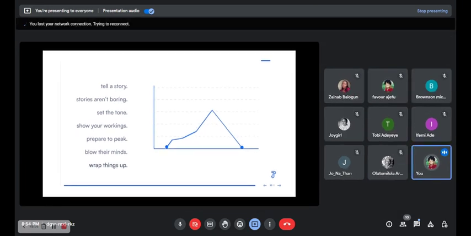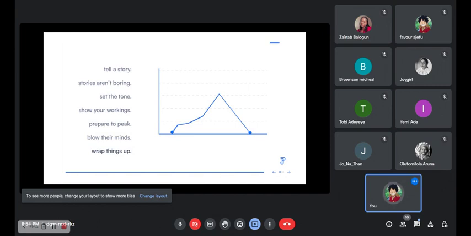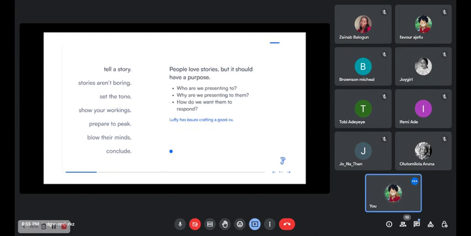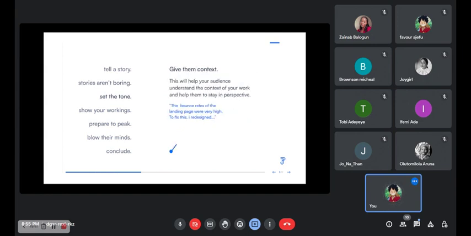You start with the introduction. You talk about your problem statement. Your problem statement is the part where you talk about what is the problem you're solving. That was the part where I said the bounce rates of the landing page that we used in my example was very high. And to fix this, I redesigned the landing page, and here is my process. That's like the problem statement.